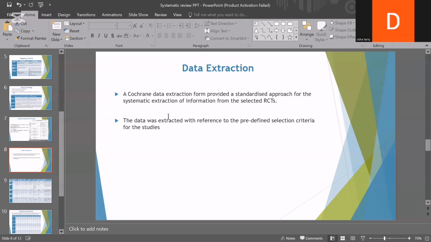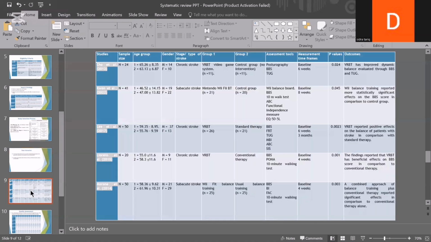Okay. For reference, I will also share the link of the Cochrane data extraction form so that you can also review and correlate why this form is very beneficial for extracting information from RCTs or any other studies, but more specifically RCTs. There are basically two forms: the Cochrane data extraction form for RCTs and the Cochrane data extraction form for non-RCTs. But we have included only RCTs, so we will only be using the Cochrane data extraction form for RCTs. Okay. So, moving forward, you are seeing a table.